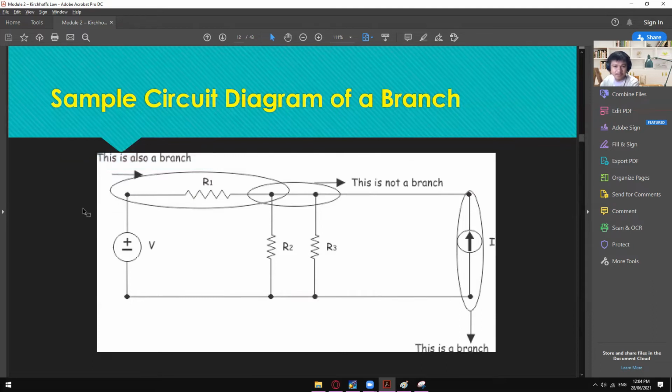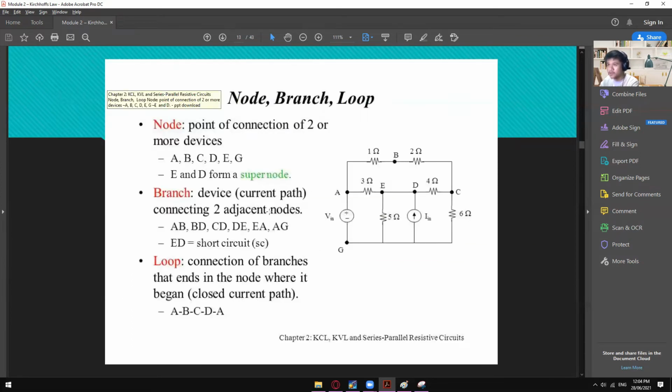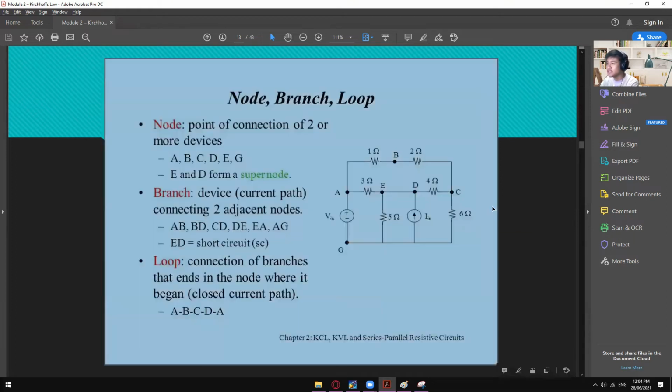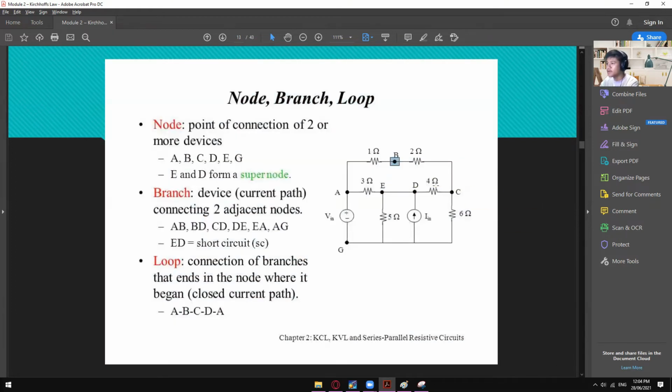What about the others? All right, so 2 out of 12. I hope the others were also able to get this when it comes to branch. Here are more explanations when it comes to node and branch. This is a branch, AE, or EA. AB is also a branch, from A going to B. BD is also a branch, B going to D.